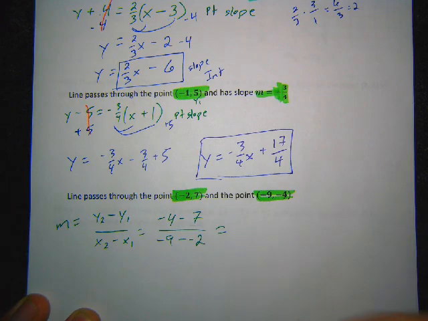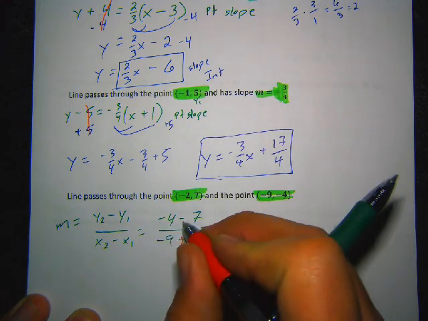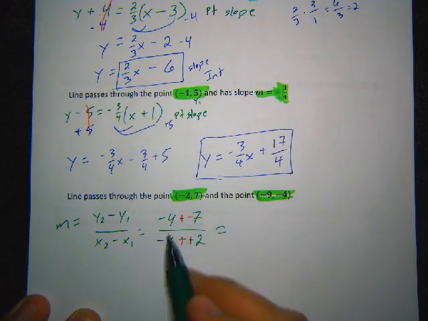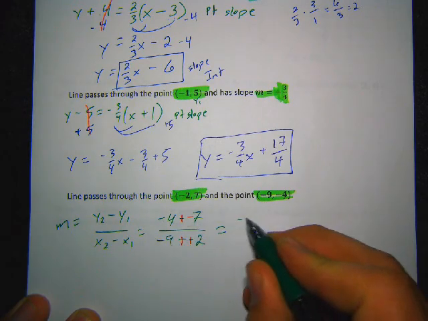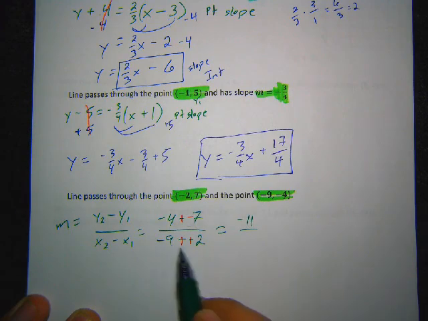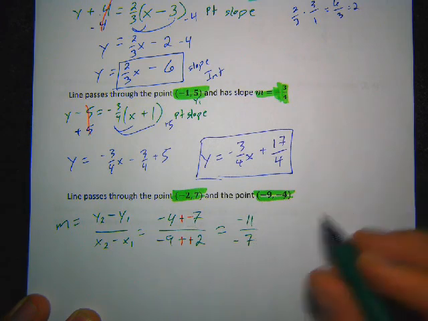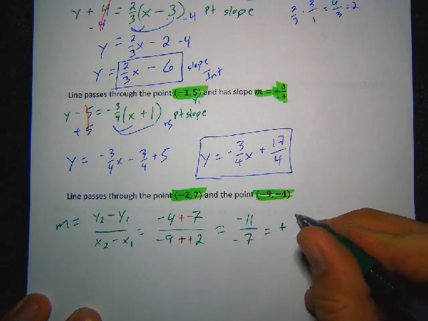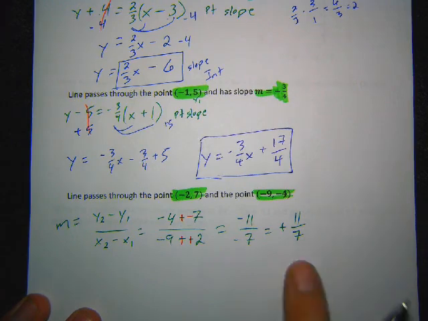So I'll simplify. Again, a double negative is always a plus. I like to think about subtracting with negatives as adding the opposite. I like to add instead of subtract. It makes my life a little easier. So negative 4 plus negative 7 is negative 11. Negative 9 plus 2 cancels 2 of the 9s, and we'll end up with negative 7. And of course, if you divide a negative by a negative, you always get a positive, just like when you multiply a negative times a negative. So this becomes 11/7. That's our slope.